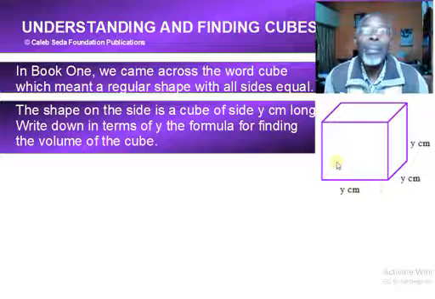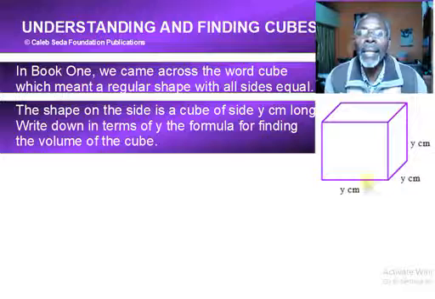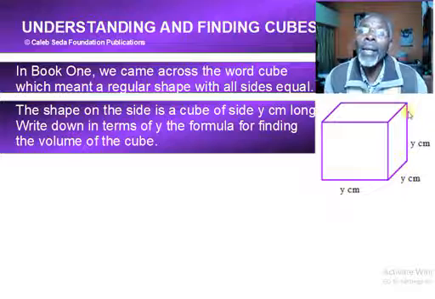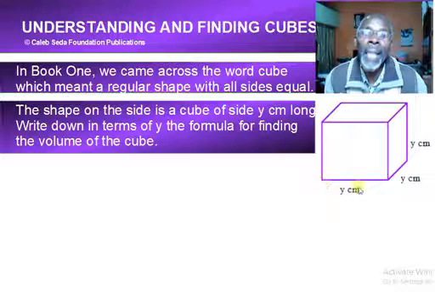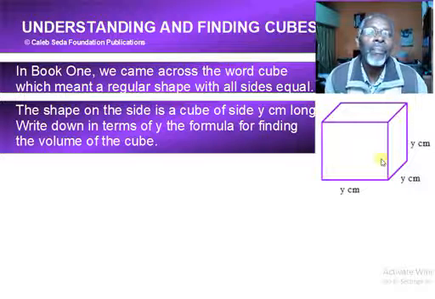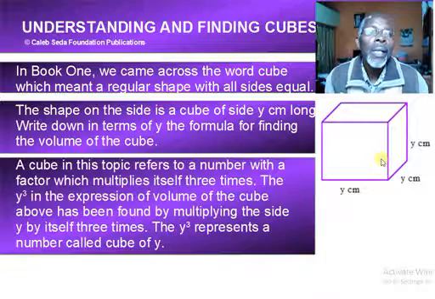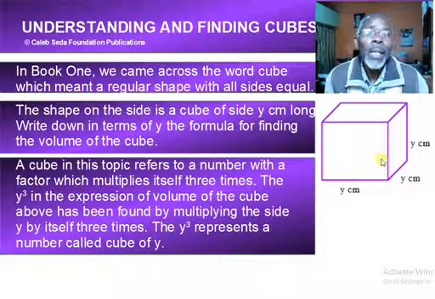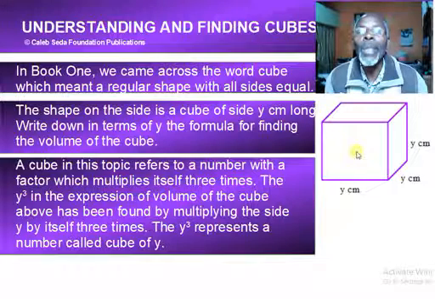The shape here is a cube of side y centimeters long. This side from this corner to this corner is y centimeters. From this to that is another y. Height is also y. That is, length is y, width is y, and height is y. A cube in this topic is not referring to this shape.